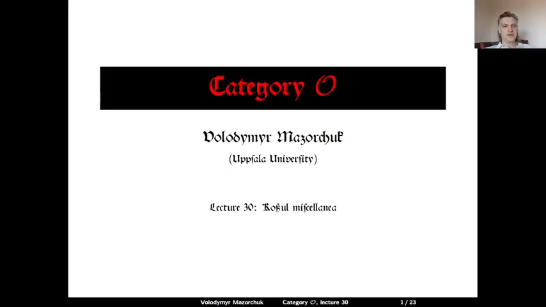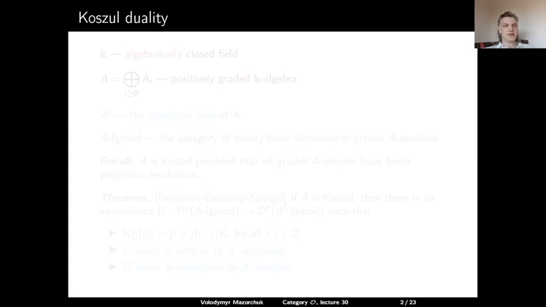Category O, Lecture 30, Koszul miscellanea. Let us start by recalling the Koszul duality theorem. Let K be an algebraically closed field and A a positively graded K-algebra. So it is a direct sum of homogeneous components indexed by non-negative integers.